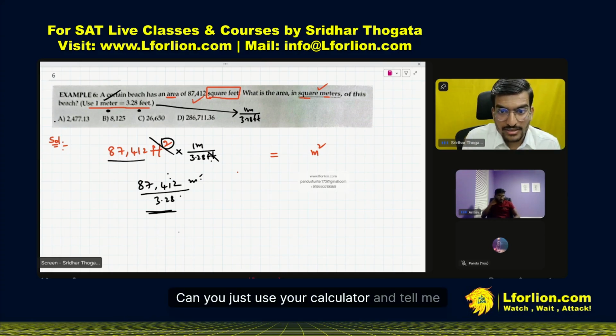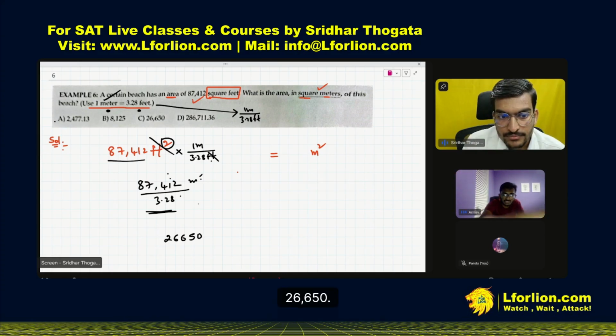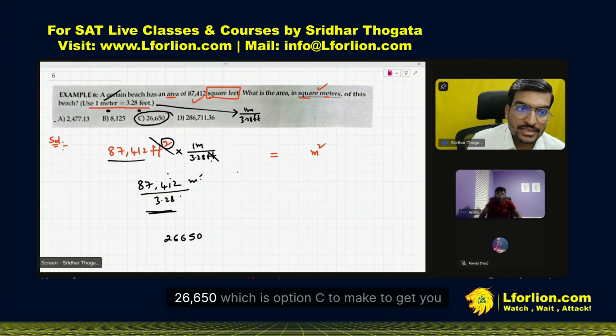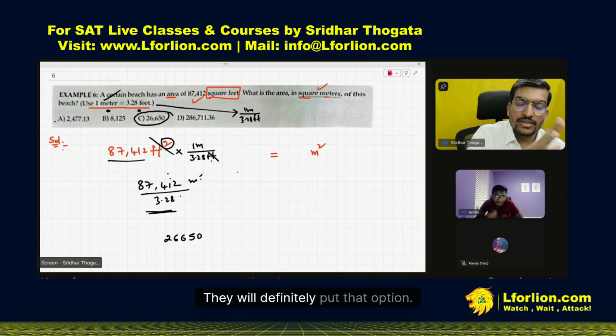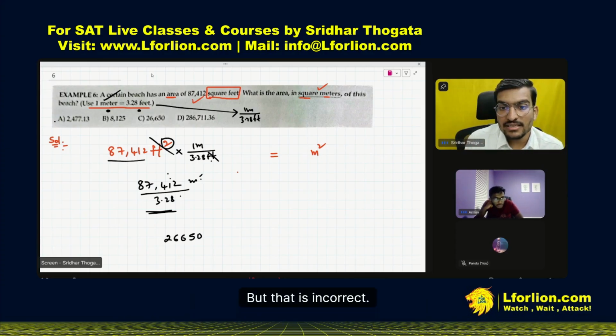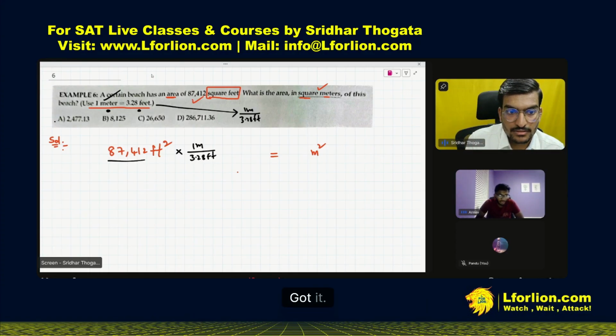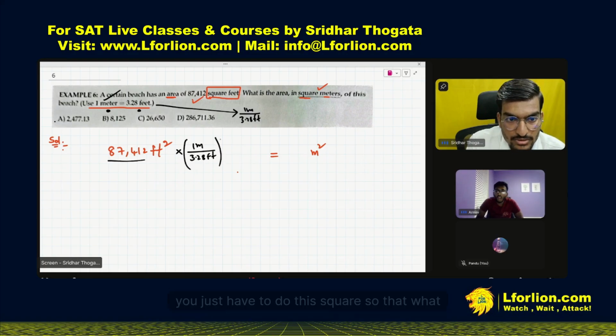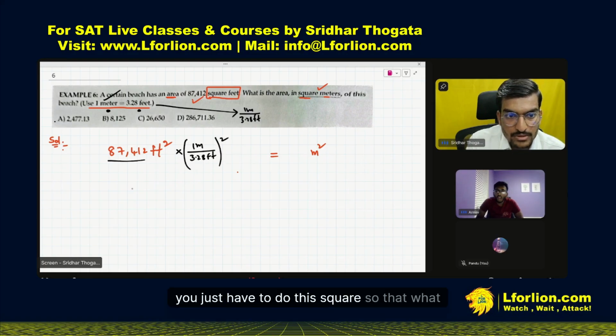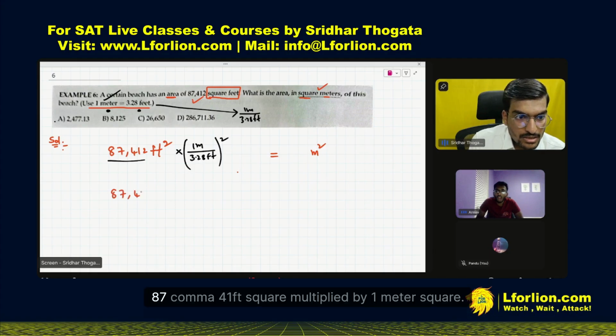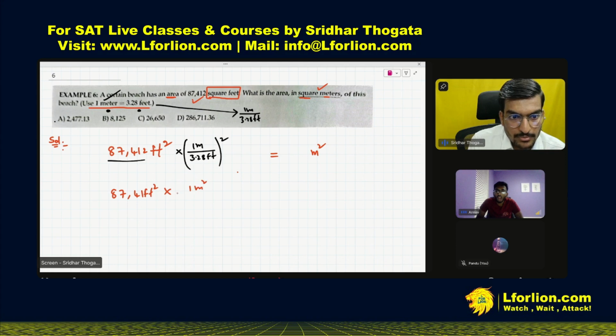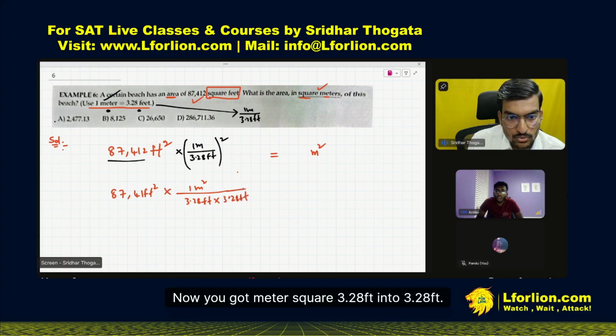Can you just use your calculator and tell me? 26,650. 26,650, which is option C. To get you trapped, they will definitely put that option. But that is incorrect. Got it? Good. What you have to do instead is square this, so that what happens: 87,412 feet squared multiplied by 1 meter squared. Now you get meter squared, 3.28 feet into 3.28 feet.